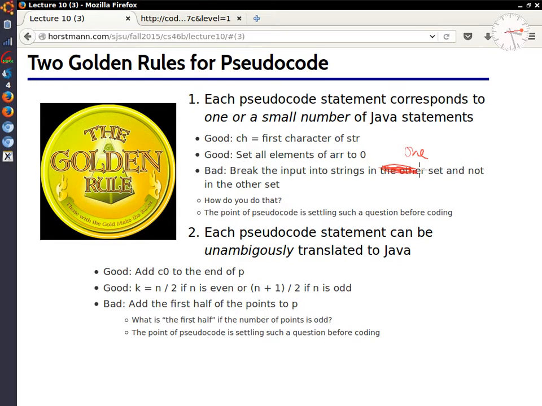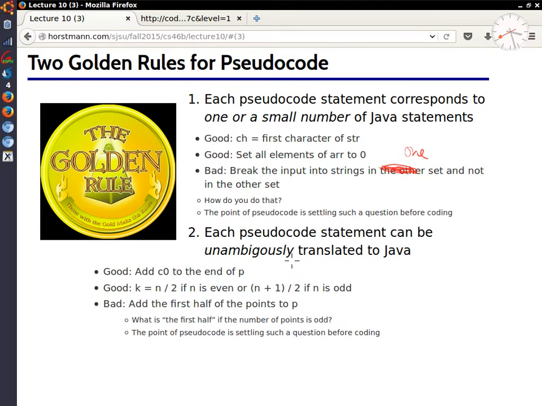Good pseudocode here: K is n over 2 if n is even, or n plus 1 over 2 if n is odd. There are no 2 ways of interpreting that statement. Even though it's not technically formal Java, with the ifs and such inverted, it's perfectly good pseudocode. It's unambiguous. Here's bad pseudocode as I have seen it just for an hour this morning.